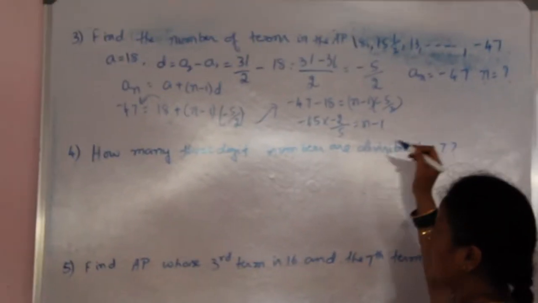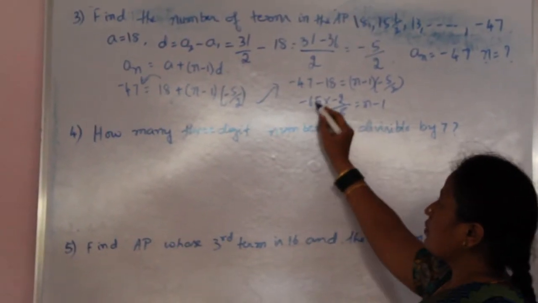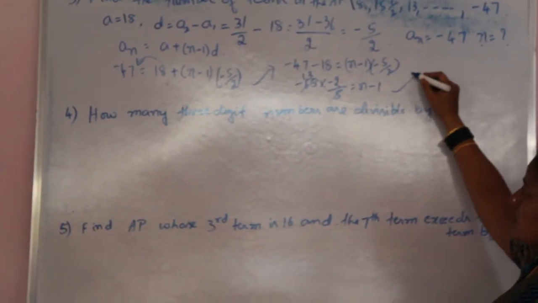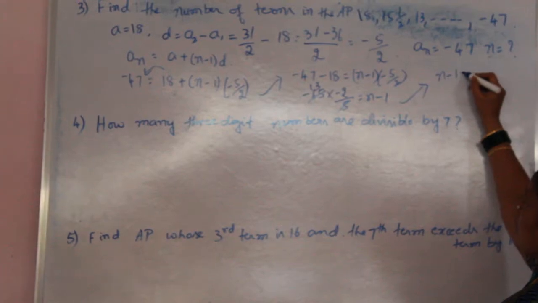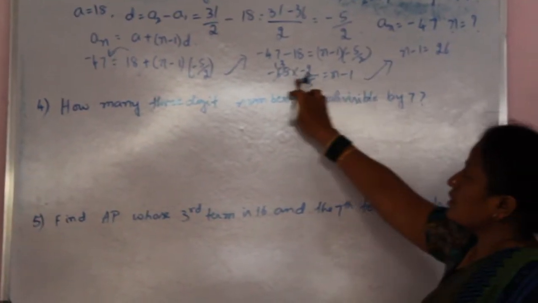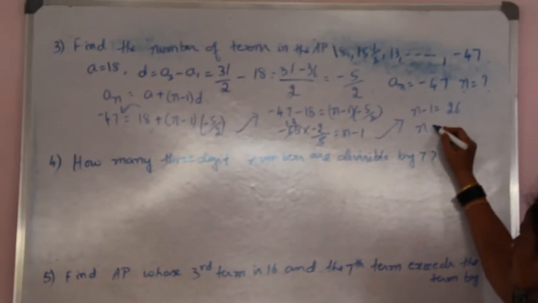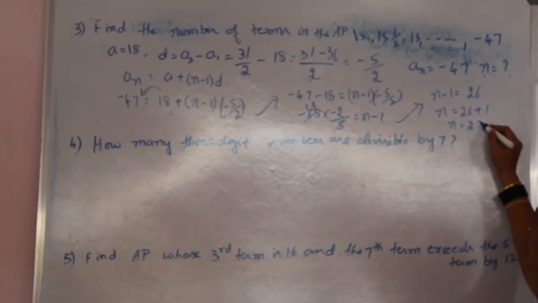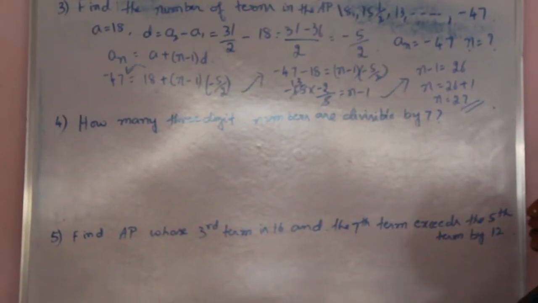Then this becomes minus 65 by minus 5 by 2 equals n minus 1. Cancel: 5 ones are 5, 5 13s are 65, and 13 2s are 26. n minus 1 equals 26, because minus into minus is plus. n equals 26 plus 1, then n equals 27.